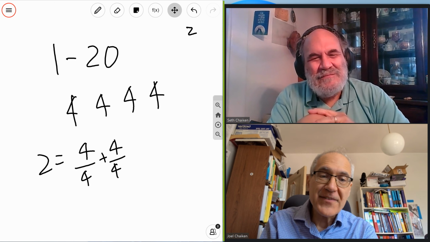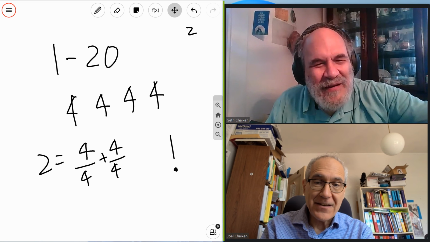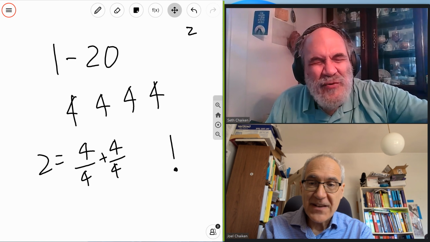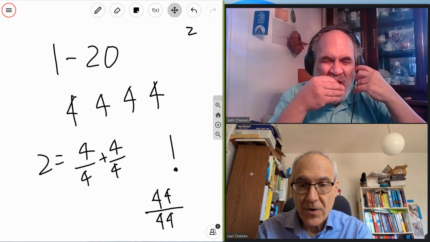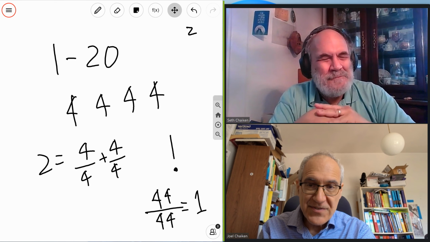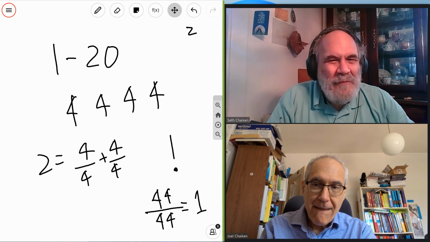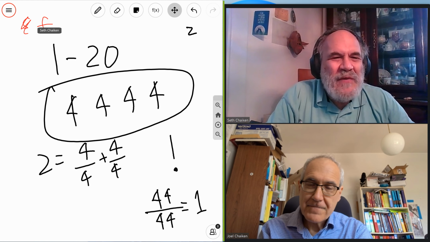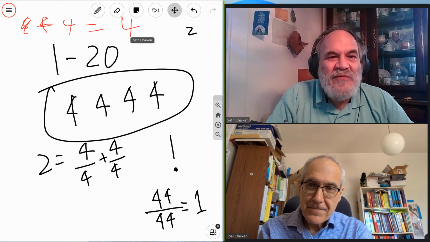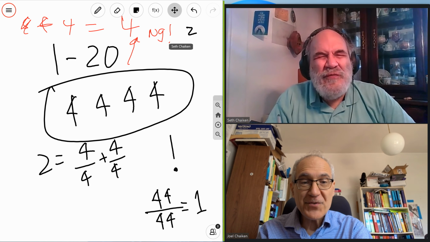Now, there are different versions of it. Sometimes you're allowed to use the factorial sign. Sometimes you're allowed to concatenate, which means you can use 44. Maybe 44 divided by 44 is equal to 1. So that's called concatenating them. If you want to write 4 equals 4, using one 4, that's no good. But if you use 4 fours to write the 4.